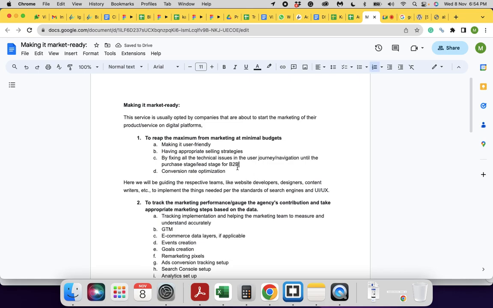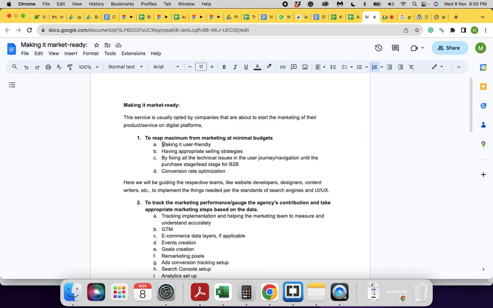At Canva Digital, we don't launch any kind of marketing campaign unless we make sure it is market ready. Why do we make it market ready? To reap the maximum from the marketing at minimal budgets, or rather, to see the best ROI.